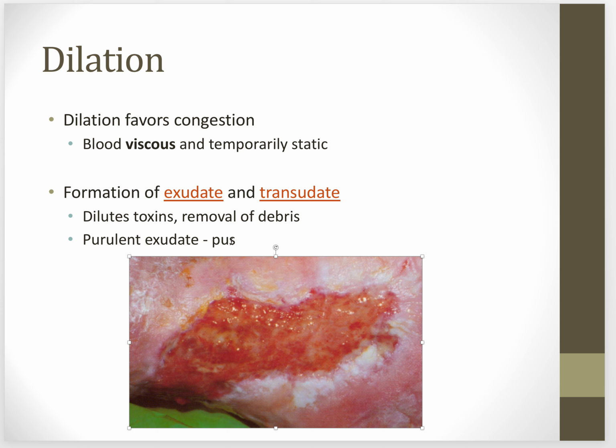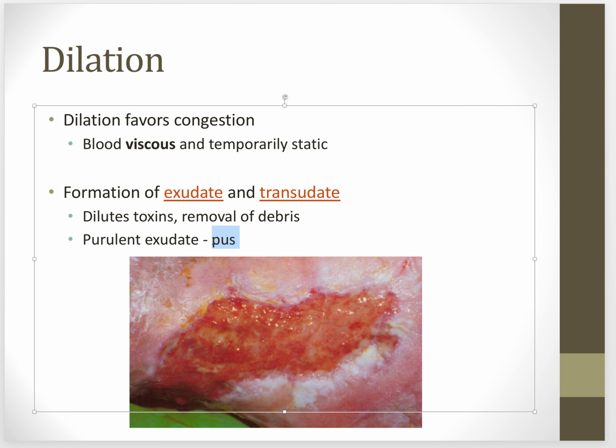When people say pus, just remember, exudate is not pus. Exudate is yellowish, or clear in the case of transudate. When it is green or thick or yellow or all of those things together, that's called purulent exudate.